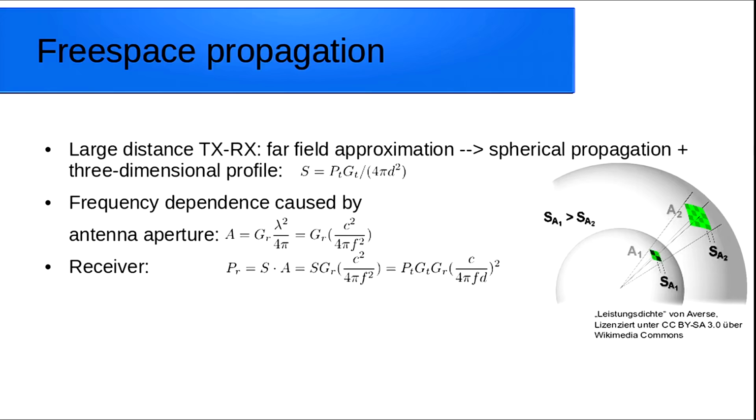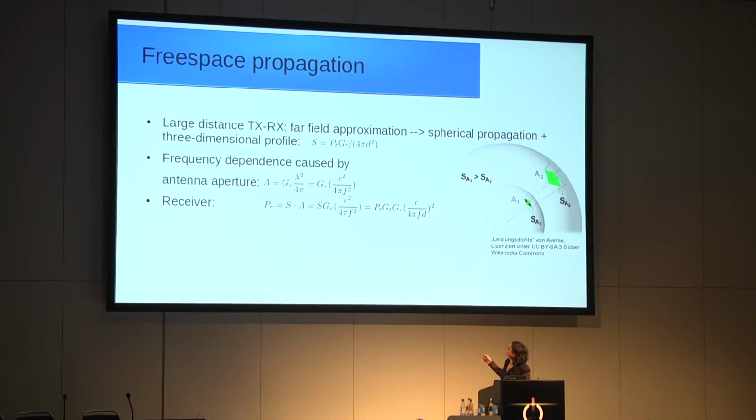Then at the receiver we get the power P_R. And this equals the energy flux density S, which is like the wave in free space, multiplied with the antenna aperture A. Then we can put all of this, the S and the A, together, and we get this term for our receiving power at the receiving antenna, now dependent on the distance and also on the frequency.